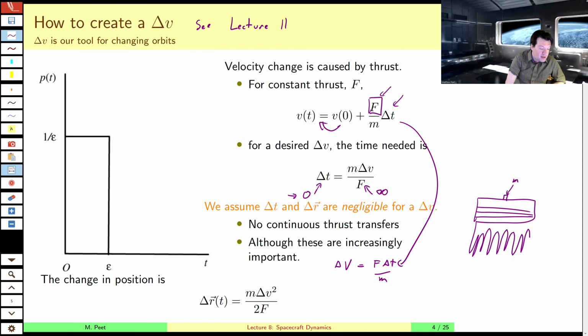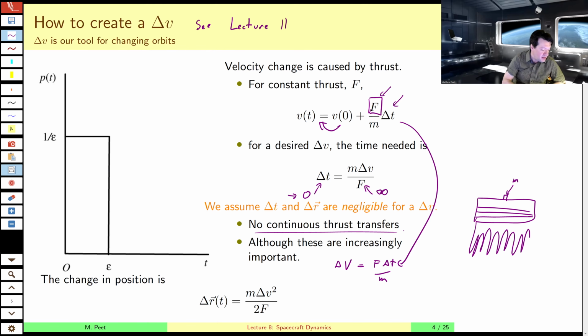Again, we don't consider continuous thrust transfers, although, of course, they're unavoidable because usually you don't have infinite thrust. And they're actually much more energy efficient. You can get much higher specific impulses with continuous low thrust rockets. So this is not ideal, but it's the approximation we're making in this section.